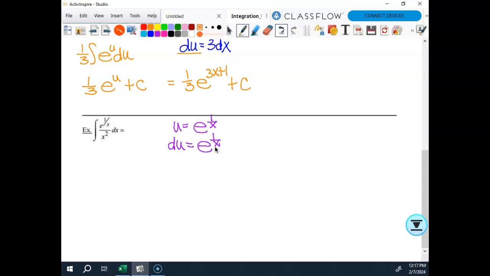But then what do I have to multiply it by? The derivative of this, which is x to the -1 power, so I get -1 times x to the -2 power dx. Is that right? Now I'm confused, yeah.